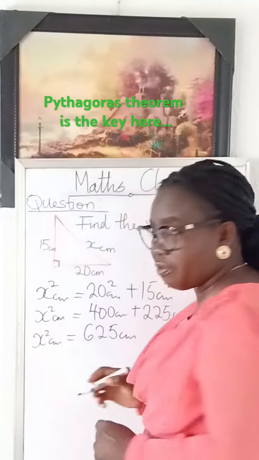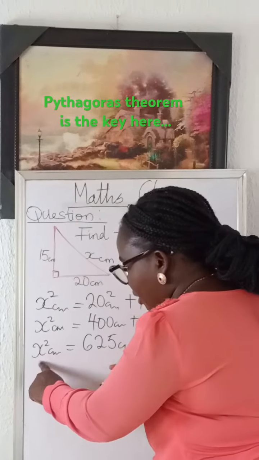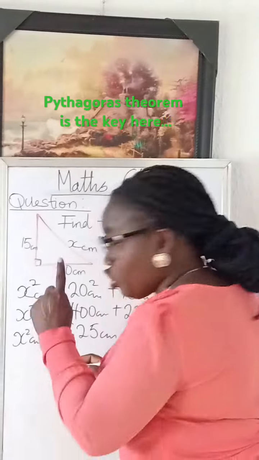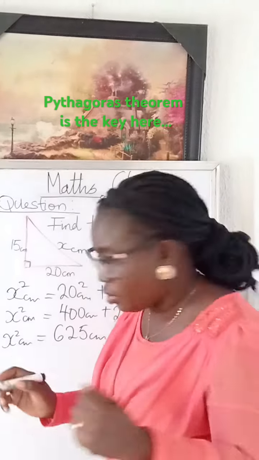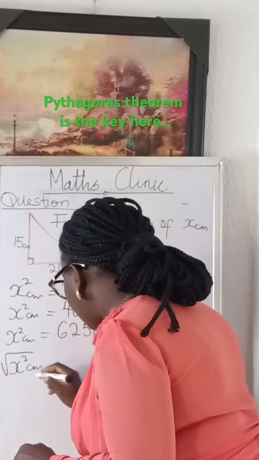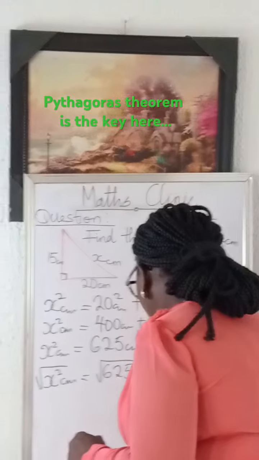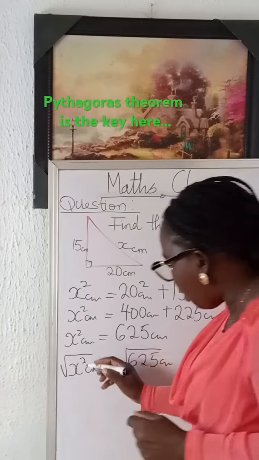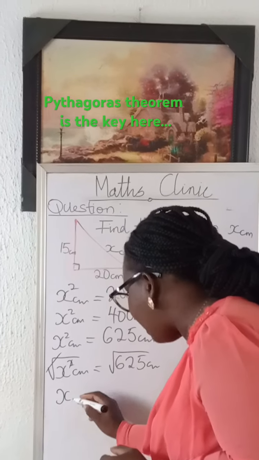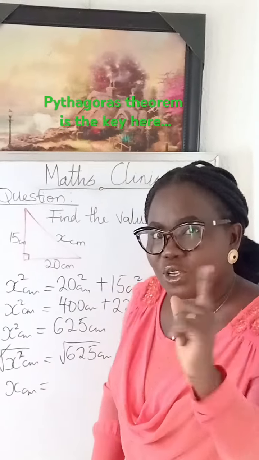How do we find the x itself? To find the x itself, you are going to be taking the square roots of both sides. We are going to be doing the opposite of square, which is the square root. So we are going to be finding the square root of x centimeter squared, and the square root of 625 centimeter squared. From here, the square is going to cut out the square root, so we now have the x that we are looking for.